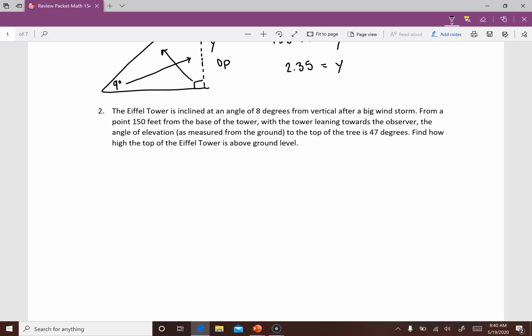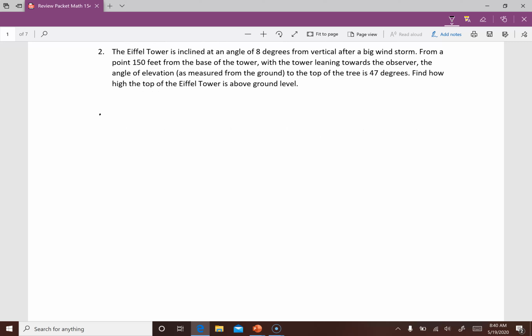The Eiffel Tower is inclined at an angle of 8 degrees from vertical after a big windstorm. So drawing that, here's my vertical right here, and it's inclined 8 degrees from vertical. So that's your 8 degrees right there. From a point 150 feet from the base of the tower, with the tower leaning towards the observer, the angle of elevation is measured from the ground to the top of the tree.